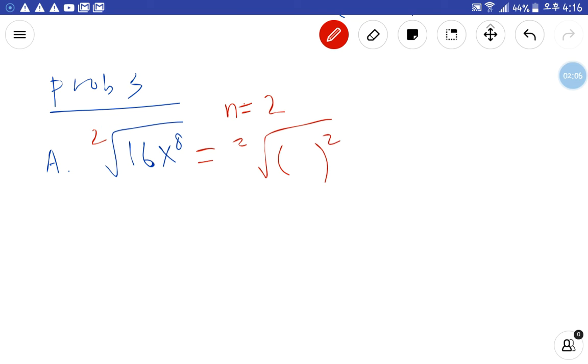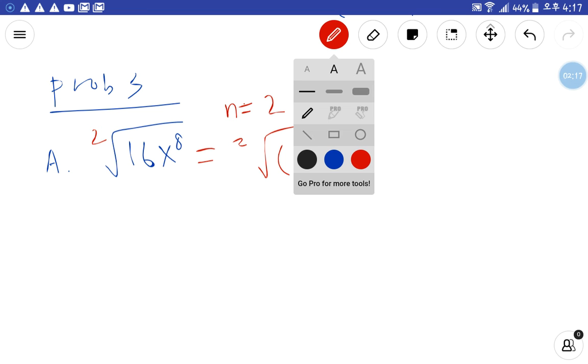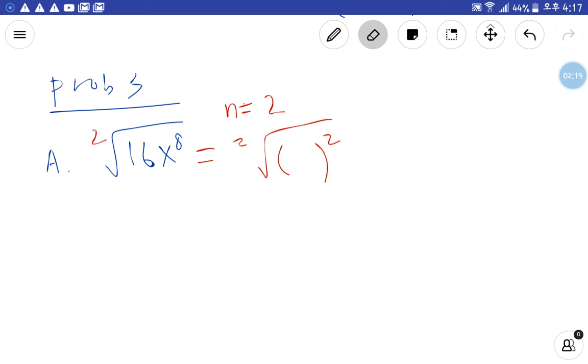So tell me, 16 is 4 squared, and x to the 8th power, how do I make it something squared? 4 times 2 becomes 8. So, okay, let me make my parentheses a little bit longer. So 4 squared and x to the 4th power, everything squared. That would be 16x to the 8th power. Do you understand that?